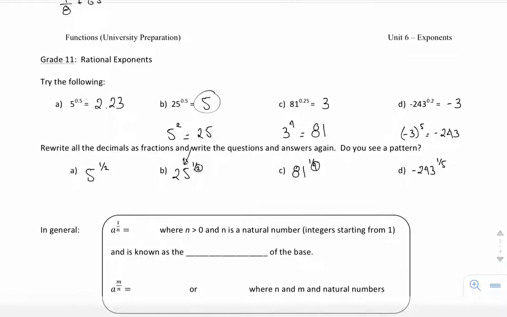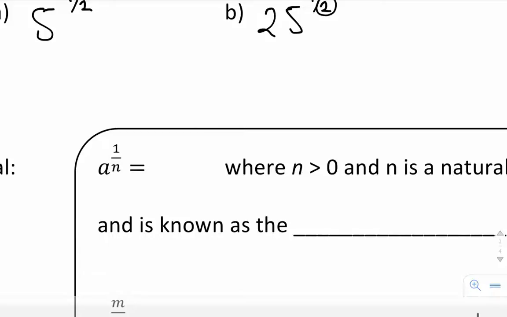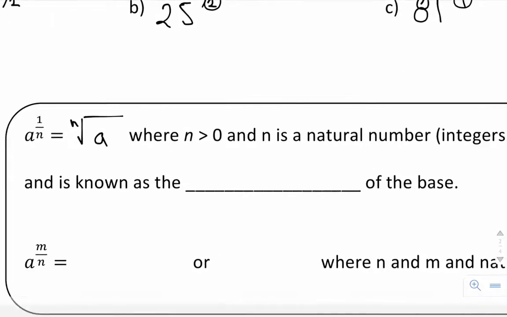Can we generalize from this? Well, yes. Basically, if I have a to the exponent 1 over n, that's the same thing as what we call taking the nth root of the base.